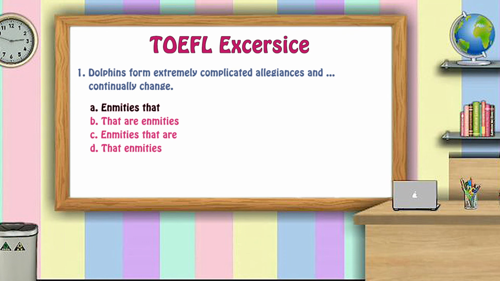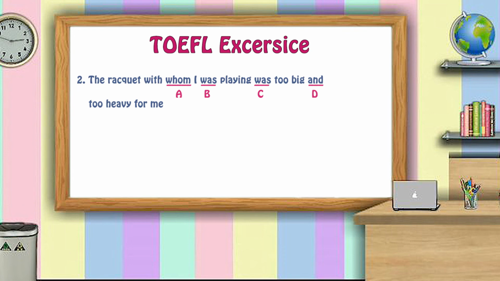Now let's see another example for error identification. The racket with whom I was playing was too big and too heavy for me. The racket with whom. Racket here is the noun that is modified. Is it a thing or a person? It's a thing, so we don't use whom, but we use which. So A is an error.